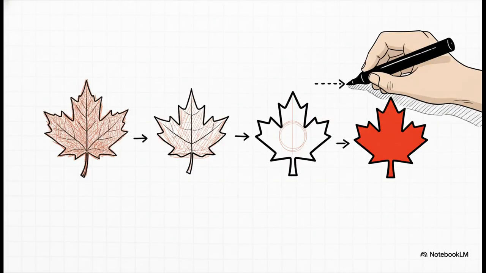Okay, step 2, we grab a pen and paper. And look, the goal here is not to create a masterpiece. It's all about speed and simplification. We want to boil that complex leaf down to its most basic, recognizable form. A good test is, can you hold the sketch at arm's length and still know exactly what it is? If the answer is yes, you're on the right track.